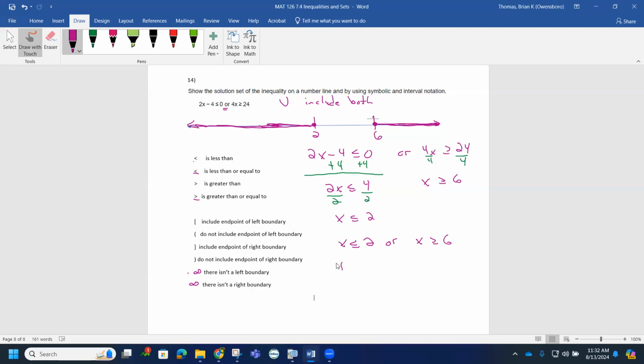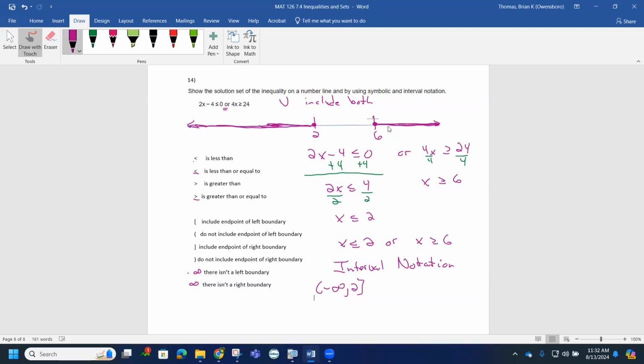Now, if I'm using interval notation, notice how we have two intervals. So this interval over here on the left, notice how there isn't a left boundary, so we use negative infinity. And then the right boundary is a 2. Since it's included, we use a bracket.